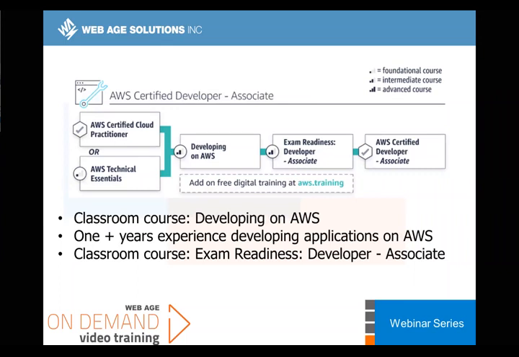Next is the Developer Associate. Again, this one starts with a Cloud Practitioner or Technical Essentials. It leads into Developing on AWS. Once you've gone through the classroom course for Developing on AWS, then again, you need to have a year's experience developing applications on AWS. And then again, you've got an Exam Readiness course for the Associate tier. This one sort of gives you a better idea of whether you're going to be ready to pass the exam, whether you have the knowledge required to pass the exam. You then schedule an exam, and you get certified as an AWS Certified Developer Associate.